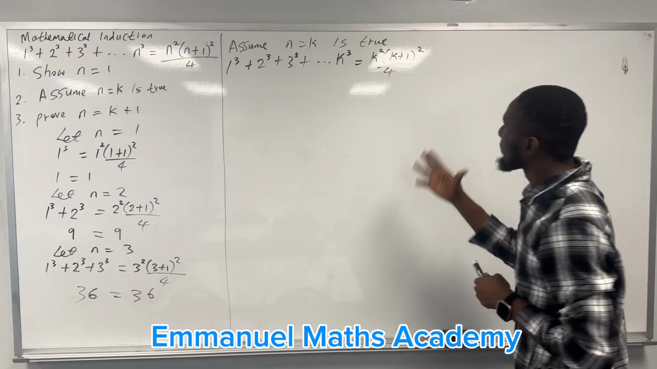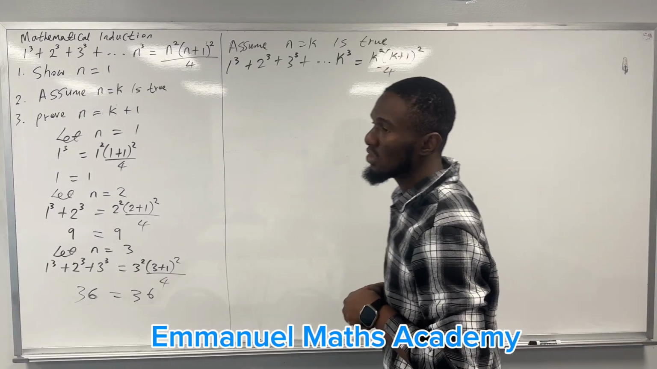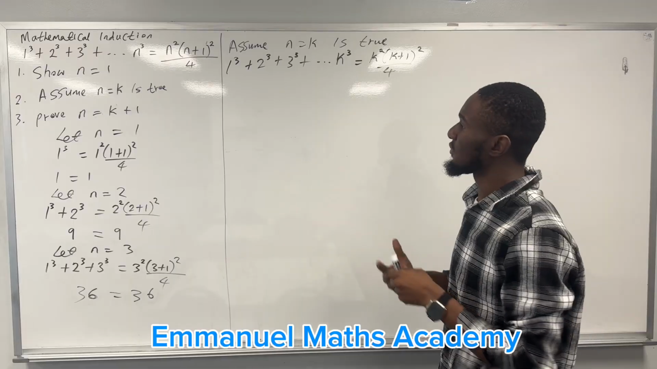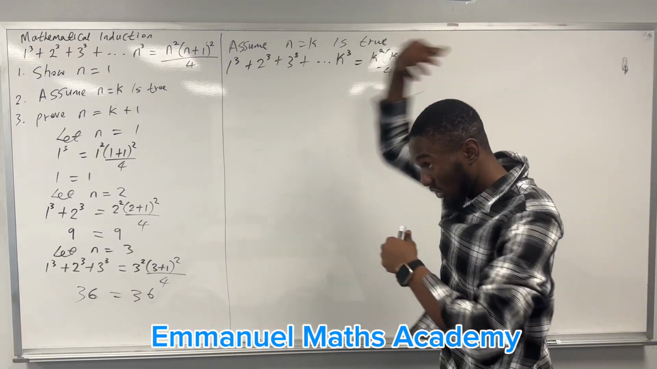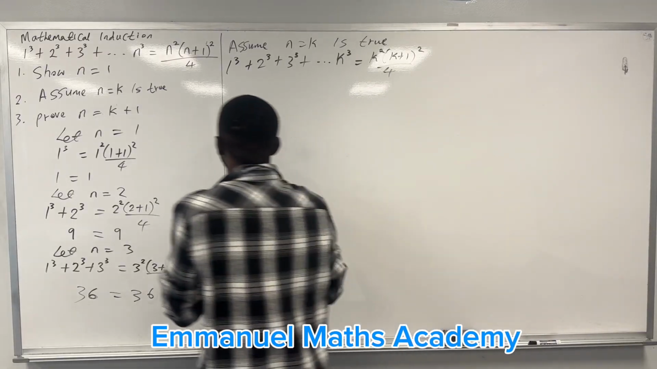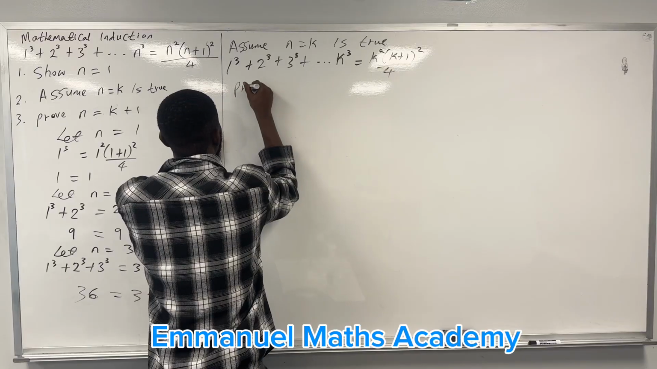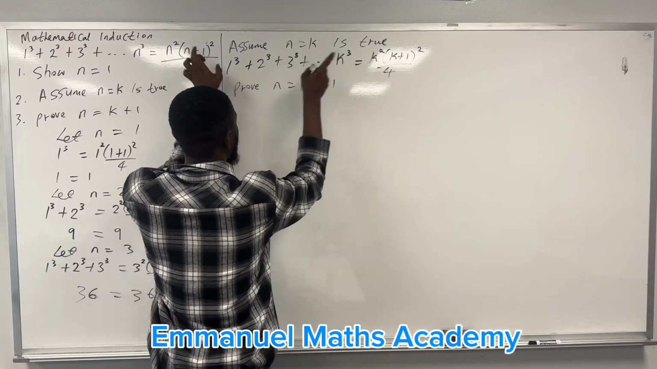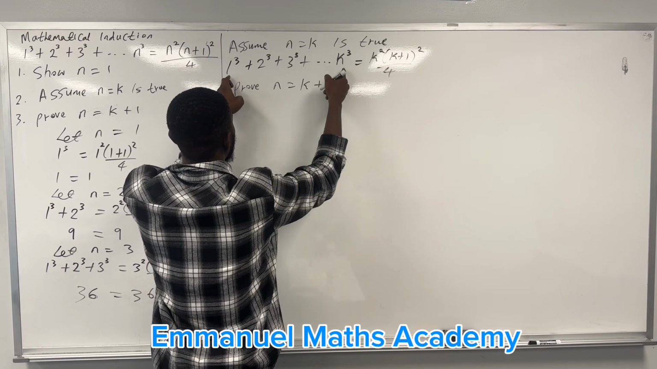So this is for n equal to k. You now prove for n equal to k plus 1. So for k and also the term coming after k. So prove for n equal to k plus 1. Hence, let's just write out for k. This is for k, right? From here to here.